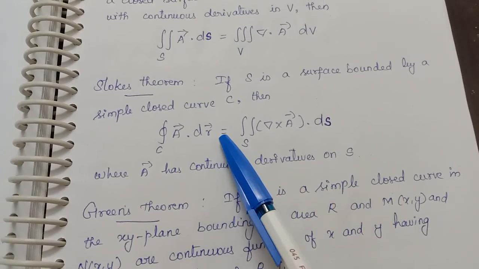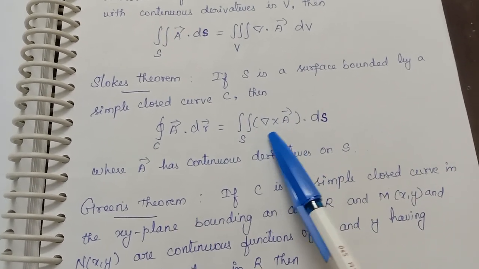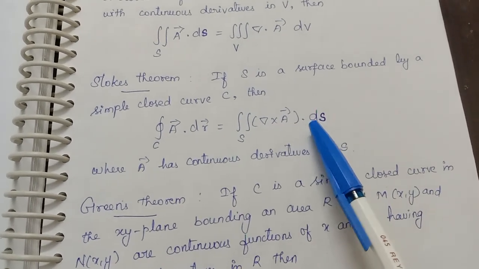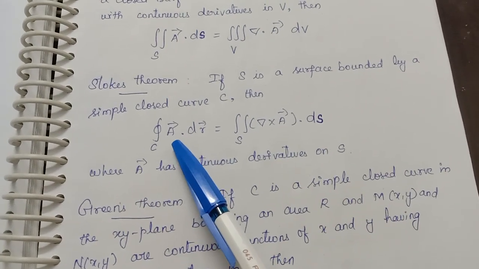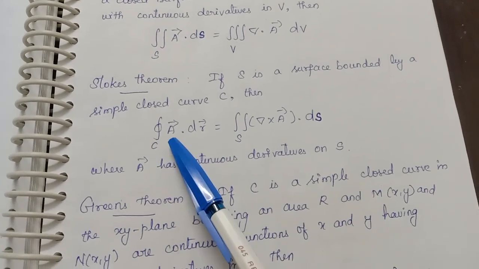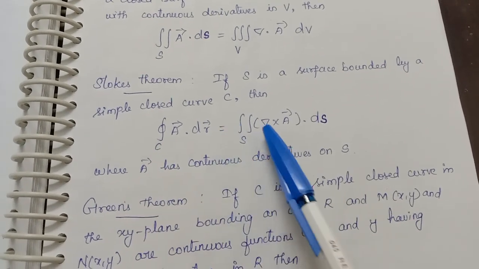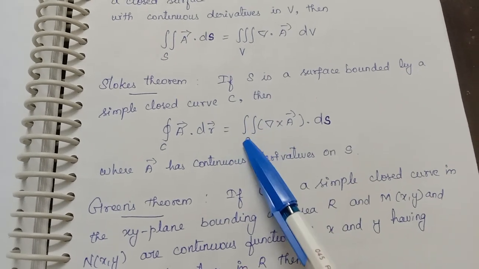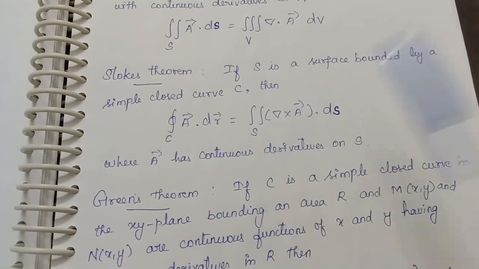So the integral of A dot dr is equal to the double integral of del cross A vector. Del cross A vector is nothing but the curl of A, dot product with dS. So what does this mean? The value of A summed up over the boundary curve C is equal to the curl of A vector throughout the surface S. Let's do a few problems based on the Stokes theorem.